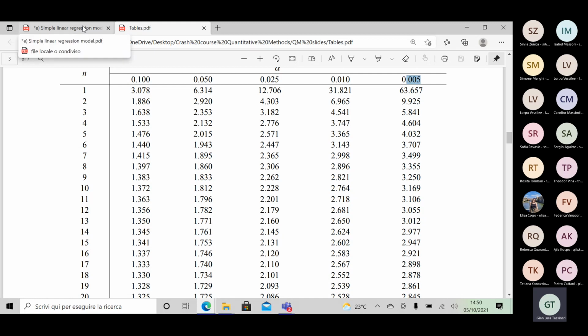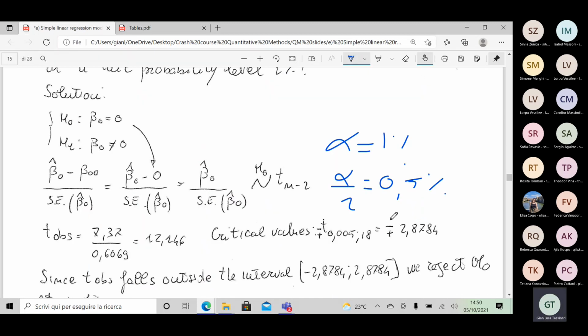Okay, these are the critical values. Now ask yourself, is this number inside this interval, the interval with extremes -2.878 and +2.878? No, it is a very huge number, really outside of this interval. So what does this mean? This means that at a significance level of 1%, we reject H0 in favor of H1. So what does this mean in practice? This means that we believe that the intercept of the model is significantly different from 0.